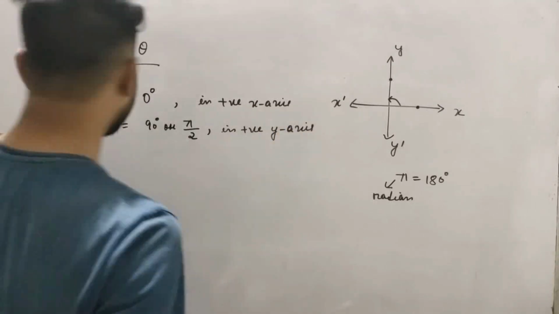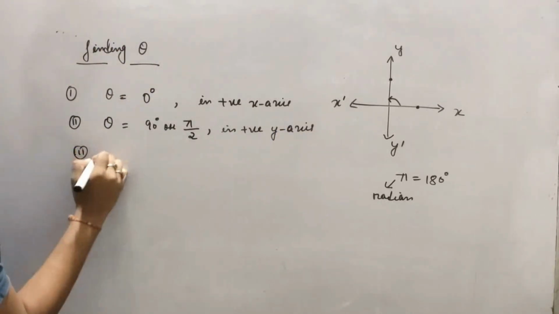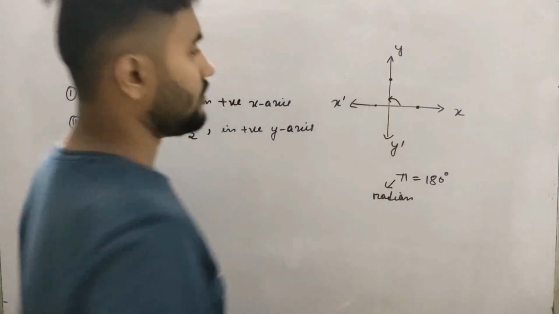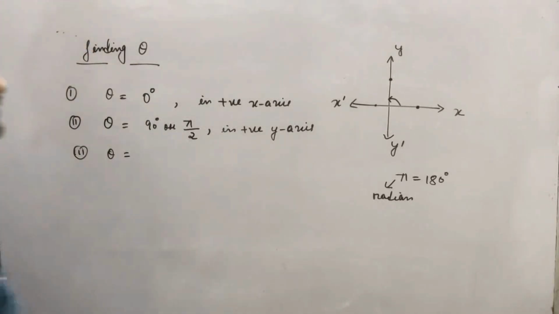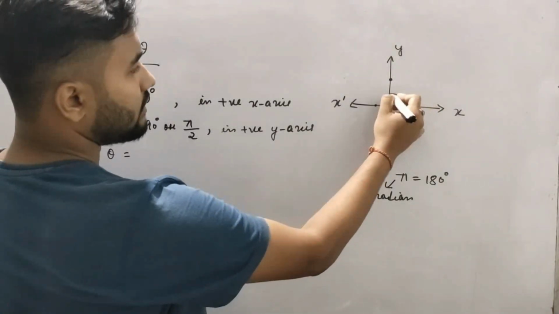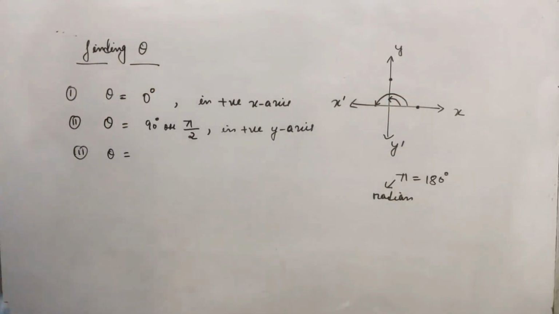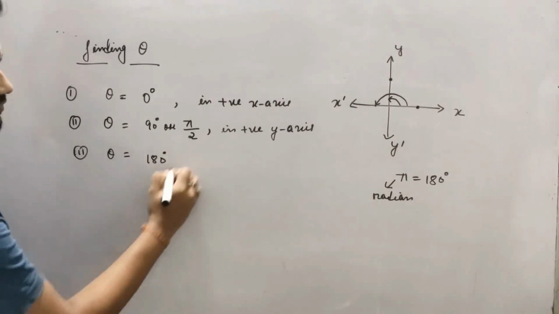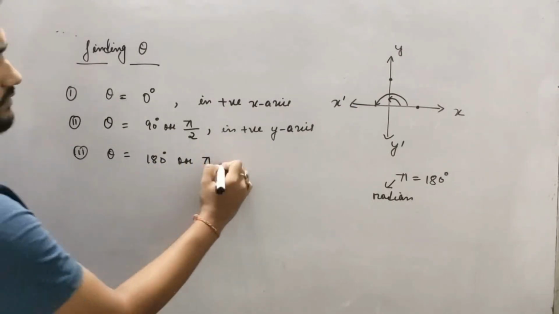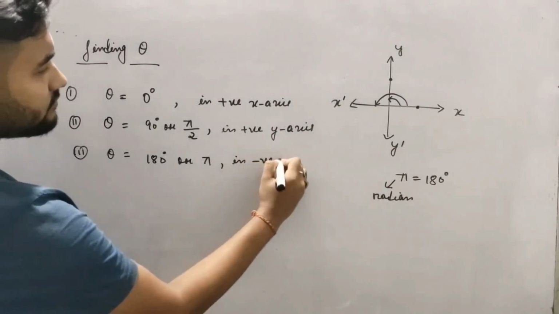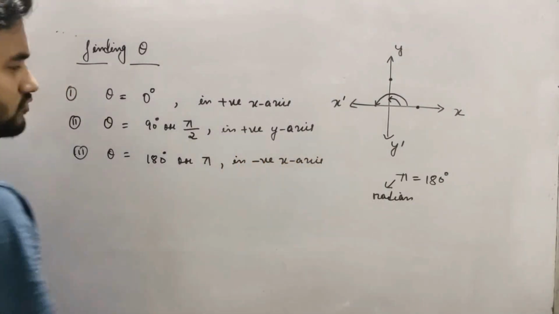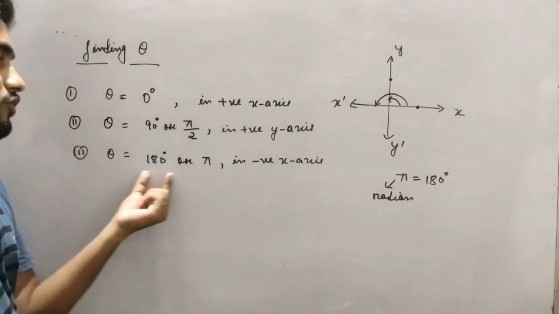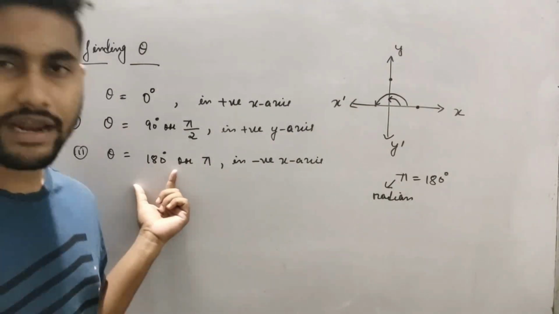Done. Number 3. What will be the value of theta if the point lies over here? So we will say the value of theta will be 180 degree, right? Or we can say pi, in the negative x-axis. So if the complex number is lying in the negative x-axis, then your amplitude will be pi, or you can say 180 degree.